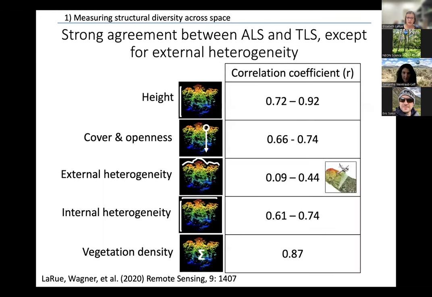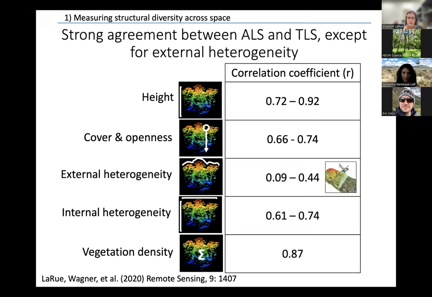So indeed, we did find that there was good agreement between the TLS and ALS technologies, except for one category of metrics, and that was external heterogeneity. We used Spearman correlation coefficients to test the strength of the relationship between the metrics from each sensor. And we counted anything above 0.6 as good agreement, and we counted those as relatively equivalent, so that we could scale up from terrestrial to aerial technologies. So we could have a larger macro scale look using those structural diversity metrics.